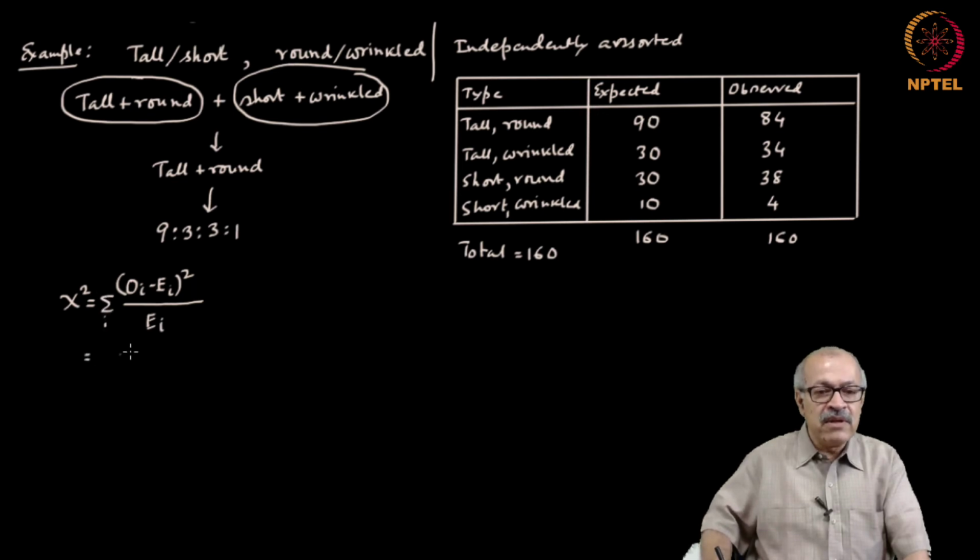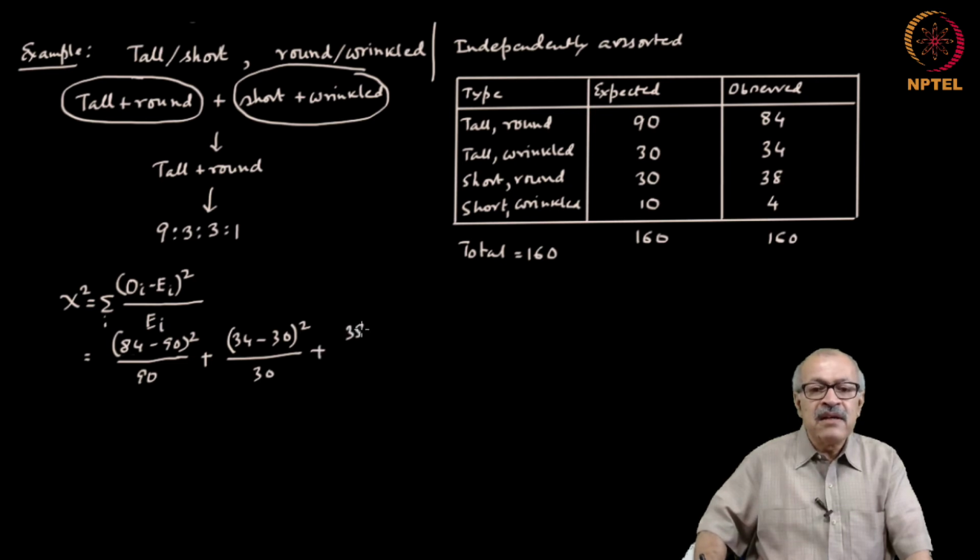So, this will be for the first one, I do not really care whether this one should come first, but let me write it that same way so that you are not confused. 84 minus 90 square divided by 90, plus 34 minus 30 square divided by 30, plus 38 minus 30 square divided by 30, plus 4 minus 10 square divided by 10.